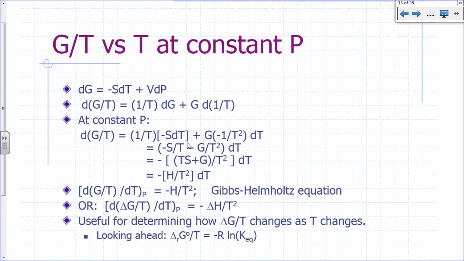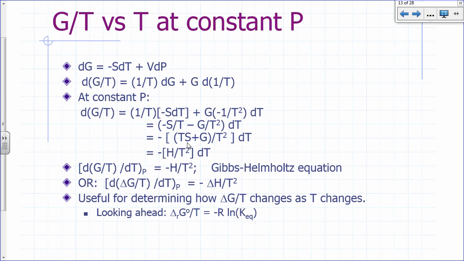All right. Let's take a look at the dependence now of G over T versus T. You might be wondering, why are we interested in doing this? We already know how G depends on T. The reason is that sometime later we're going to need that to determine how delta G over T changes as temperature changes. Why are we interested in that? Because looking ahead, this is what will give us the link between all of these heat measurements and chemistry.